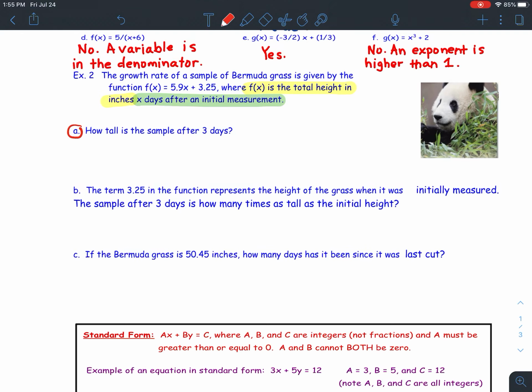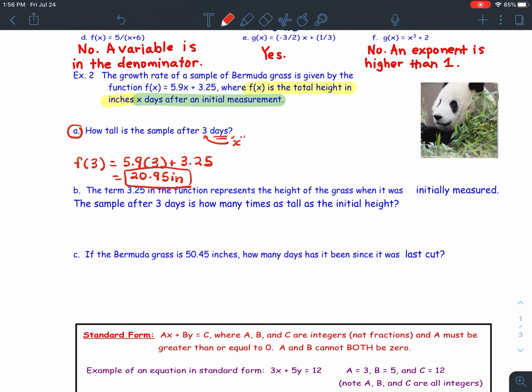Okay, if you can distinguish what your two variables represent, then when you get down to part A, you can just ask yourself, okay, what's this question asking? How tall is the sample after 3 days? Well, this number 3 is labeled in days, so that means that 3 needs to be plugged in for an x, because it's set up here that x is the number of days, okay? So the way we do this in math is when you write f of 3, that's the notation that means that on the other side of the equation, you're going to be substituting a 3 in for the x. That will then give you an answer of 20.95, and that should be labeled in inches, because that is the height of the grass after 3 days.